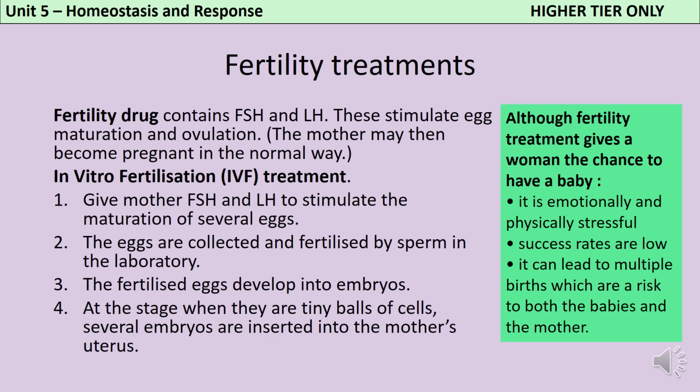Although fertility treatment does give women with fertility problems an opportunity to have a baby, it's stressful both emotionally and physically, and the success rates are low. As a result of this, we tend to implant multiple embryos at the same time, but this means that if multiple embryos implant successfully, it can lead to multiple births, and having twins or triplets is much more risky than a single birth.